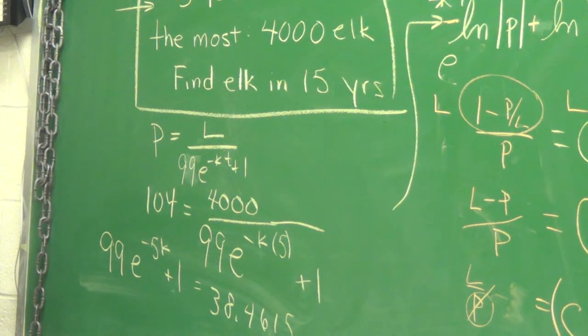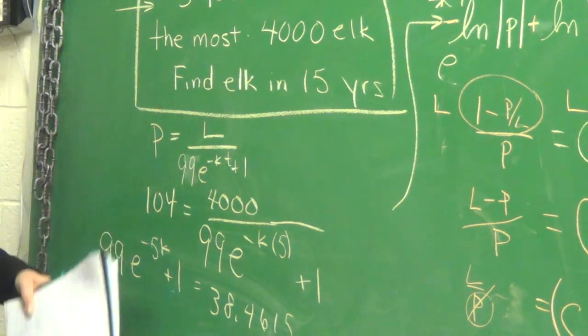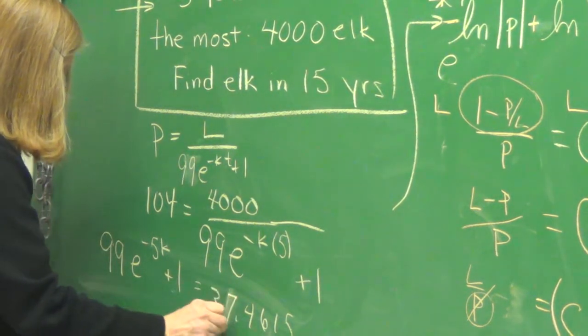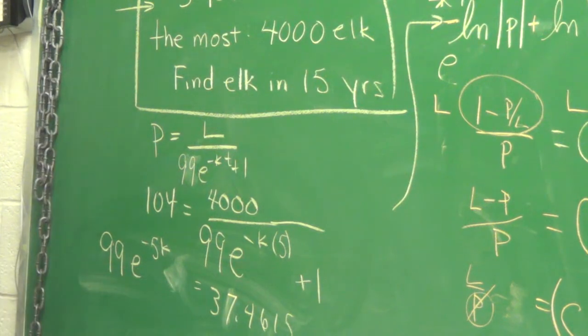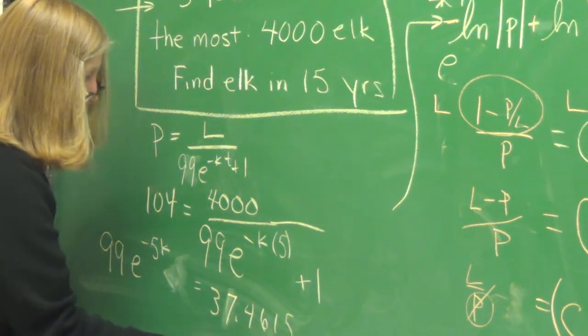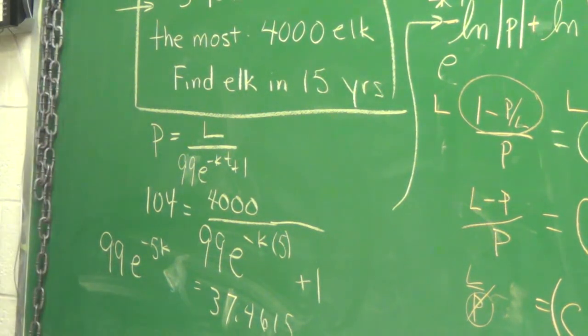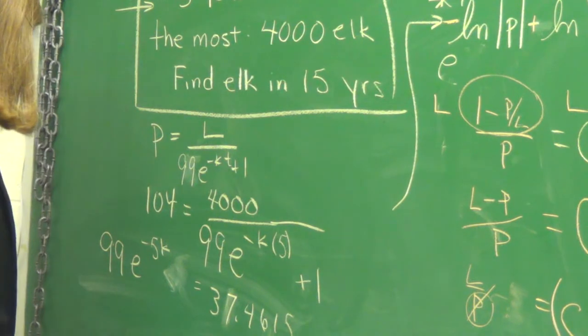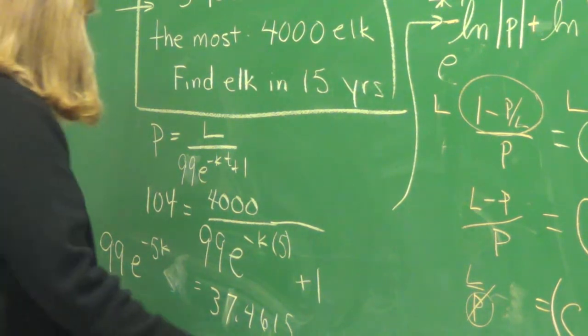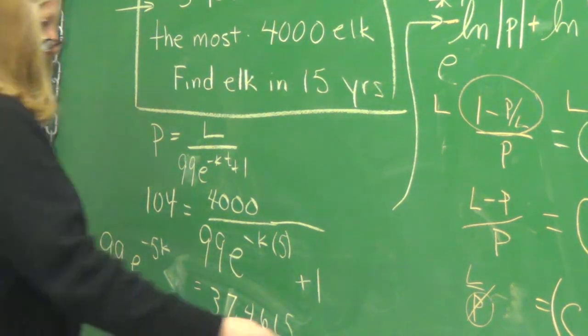So, keep doing your algebra. And then you subtract 1. And so that becomes 37. And then divide by 99. All right, what do you get? 0.3784. I need more room.